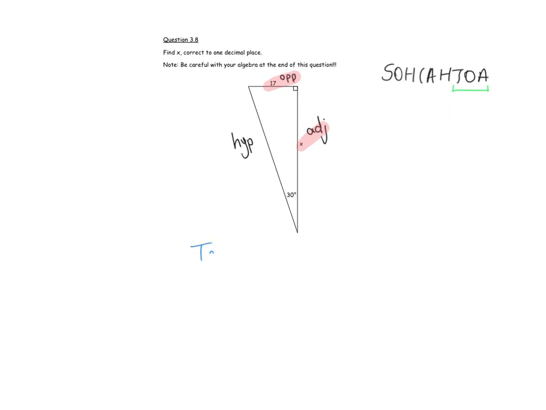It'll be the tan of A. You can write X, Y, Z, A, B, C, D, any letter at all, is equal to the opposite over the adjacent. So in this case, it's going to be the tan of 30 is equal to the opposite, which is 17, over the adjacent, which is x. So we're going to multiply both sides by x, so we'll get x tan of 30 is equal to 17. We can divide both sides by tan of 30 then.